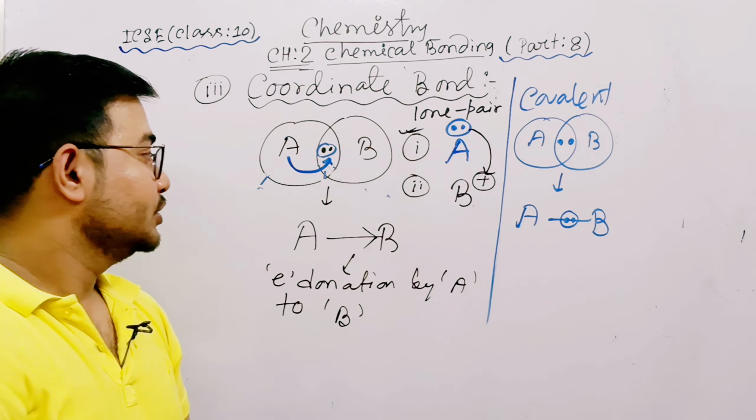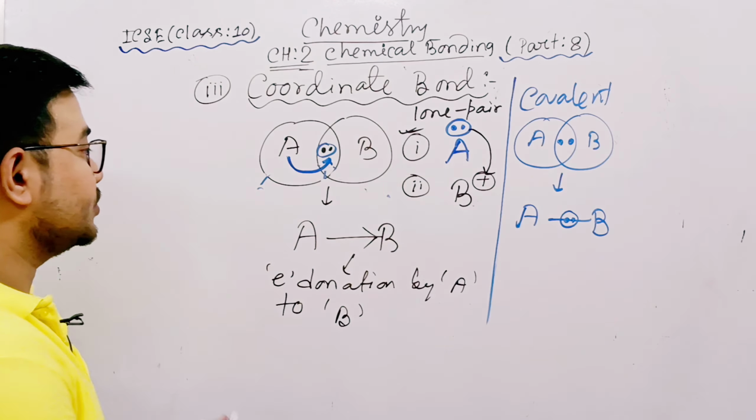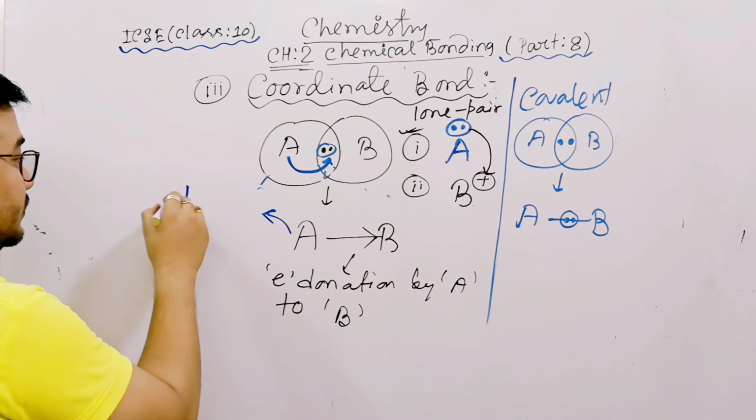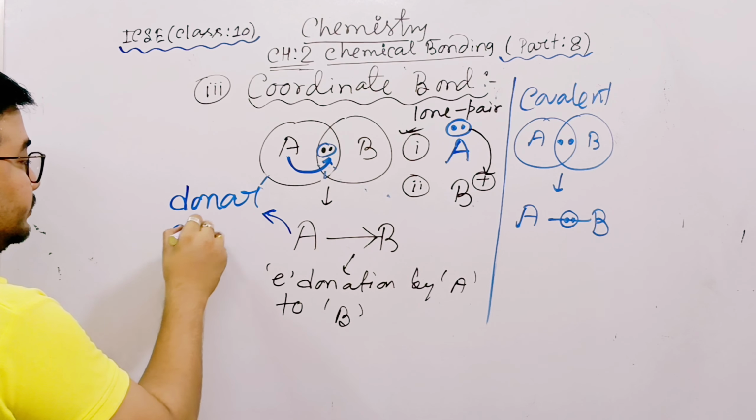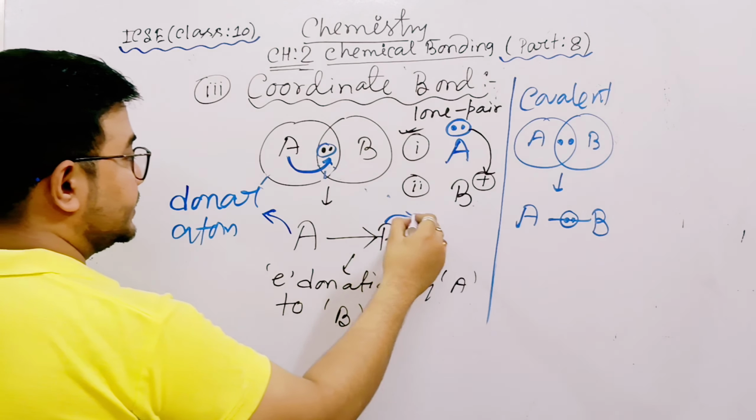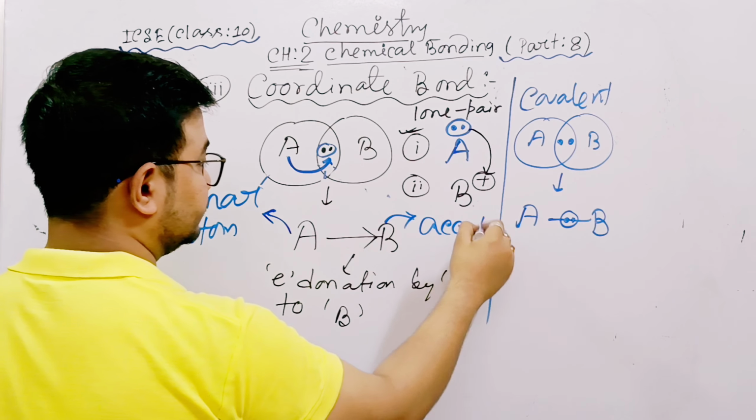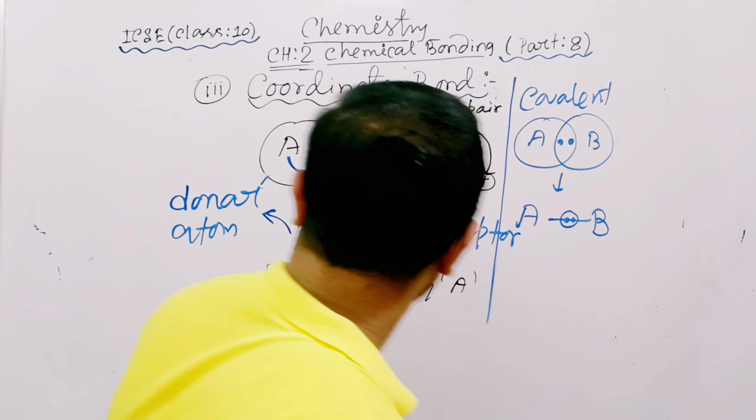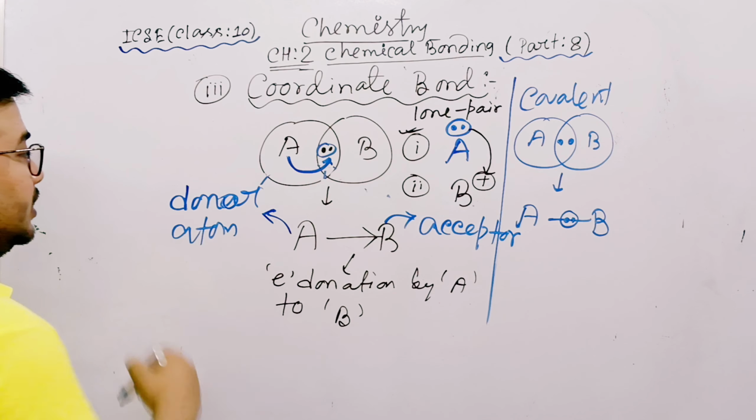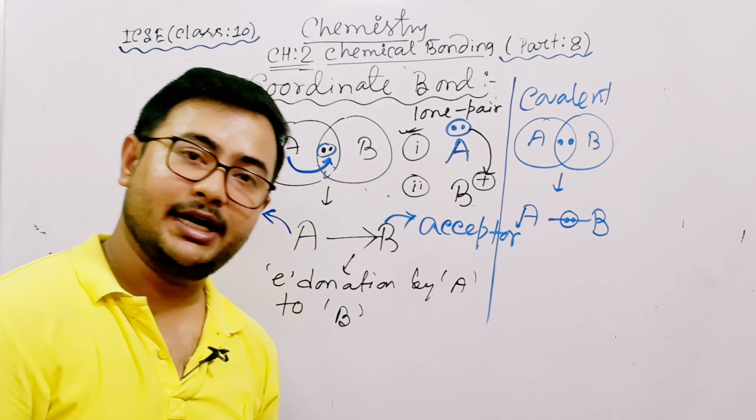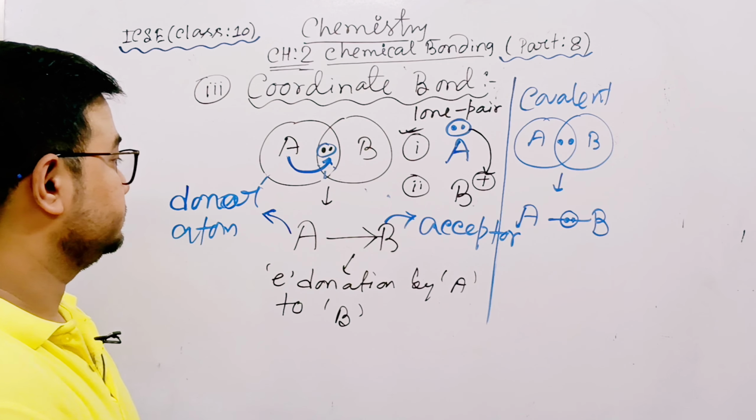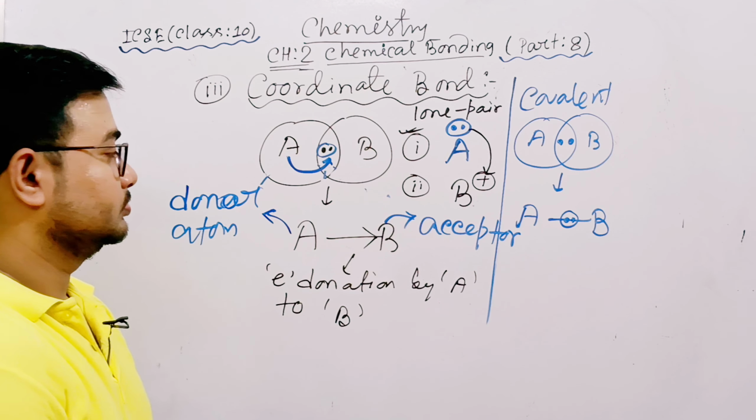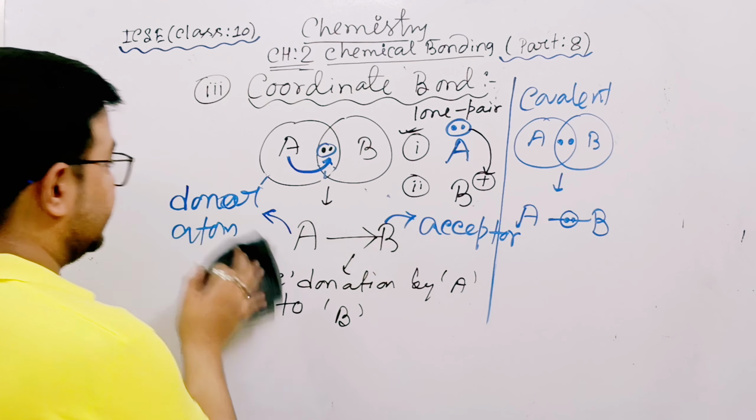Do you understand? So A is called the donor atom and B is called the acceptor. Clear? Okay, done. Our last topic.